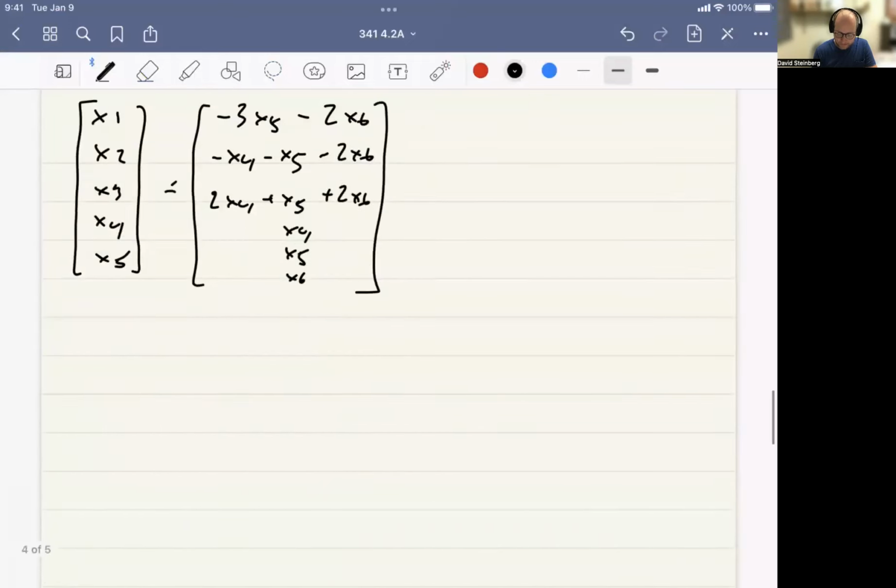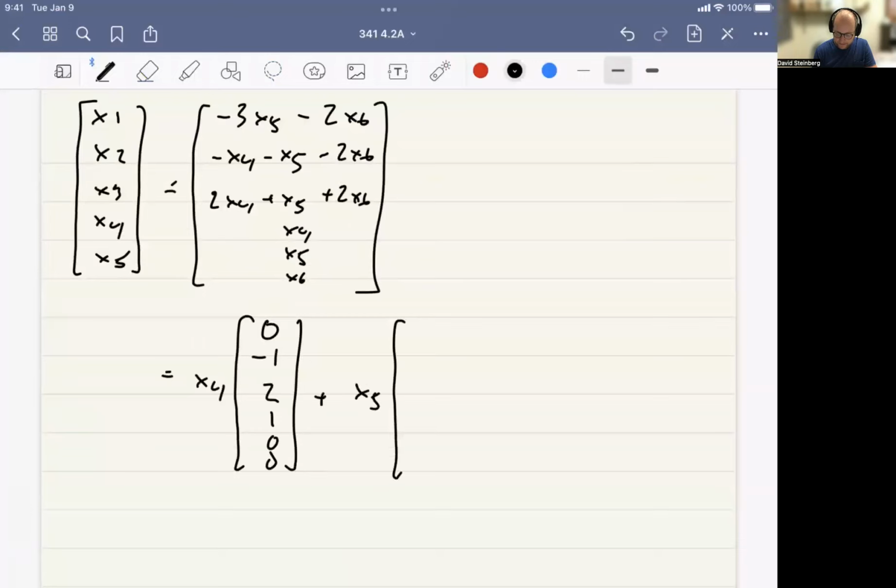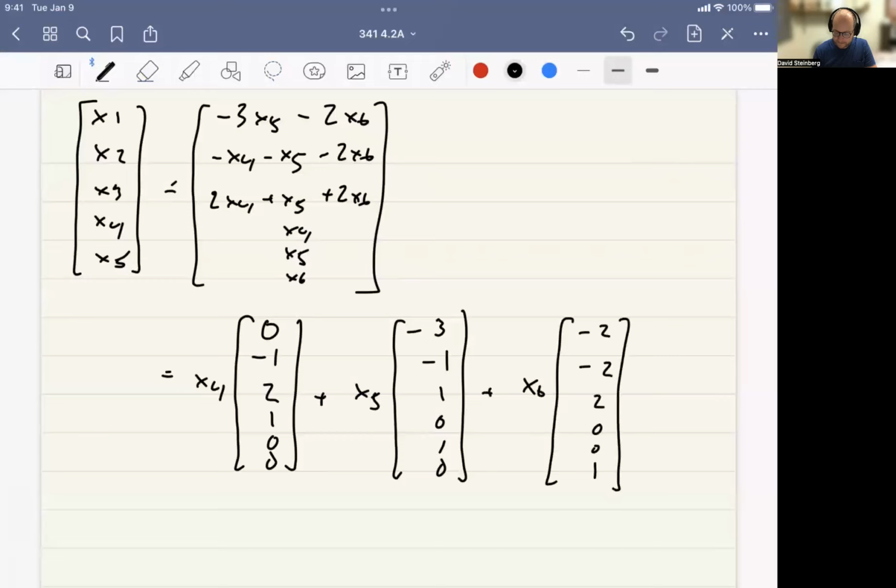Okay, so we can rewrite this as, well, let's look at everything that has an x4 in it. There's nothing there, a -1, there's a 2 here, and then a 1, and then 0, 0. Everything with an x5 in it: -3, -1, 1, 0, 1, 0. And then an x6 is going to be what? -2, -2, 2, 0, 0, 1. Okay, so we're saying that the solutions to x equal to 0 are exactly things of this form.